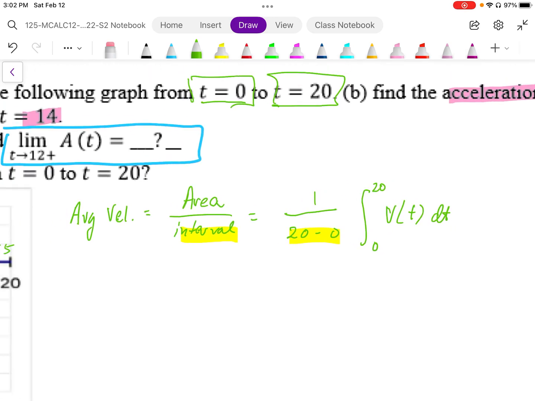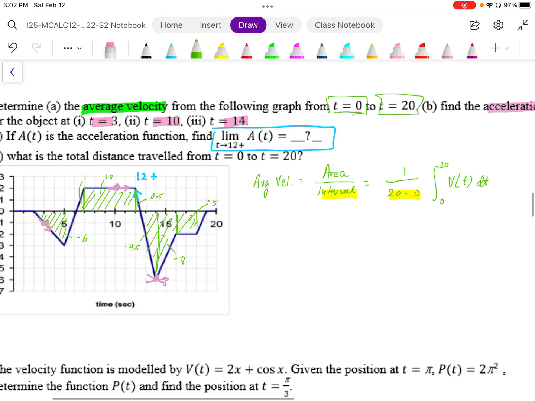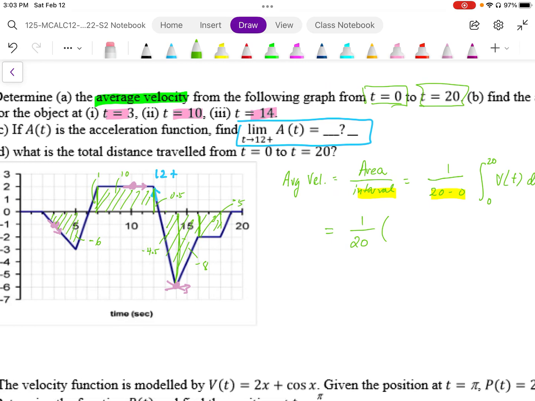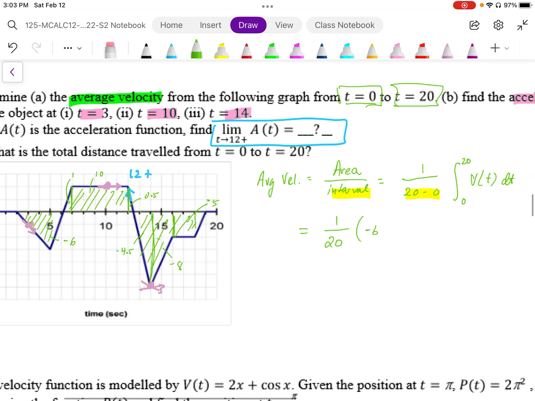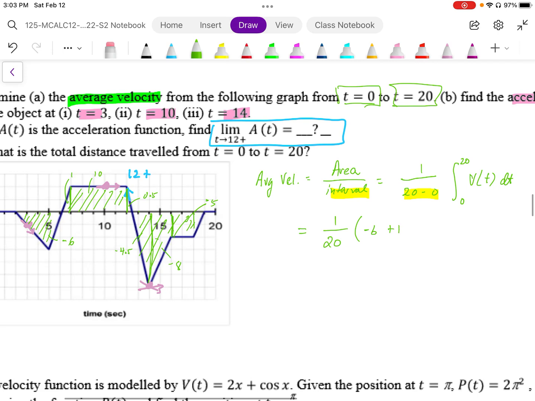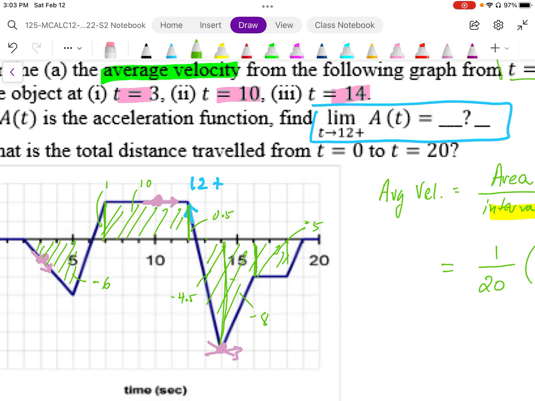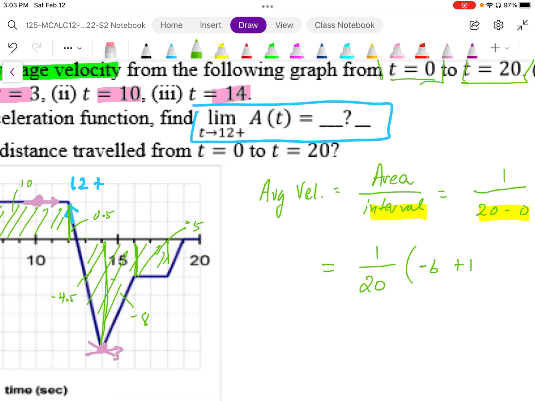And then this integral represents the area portion of this. So we have to calculate both parts. My average velocity is going to be 1 over 20. That's my interval. And the area, if we take a look at the area under the curve, is going to be negative 6 meters for the first part, then plus 1 for that little small triangle. And then I've split this trapezoid into 1, 10, and 0.5, so I'm going to just keep that all together as 11.5.